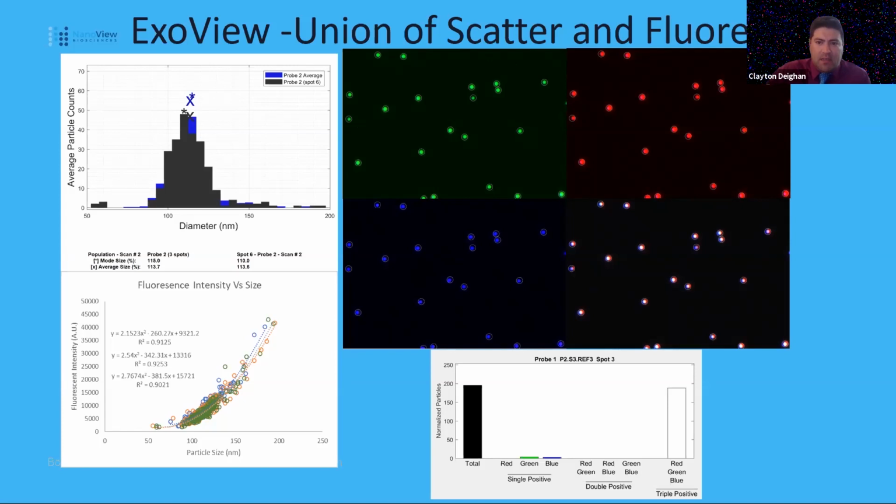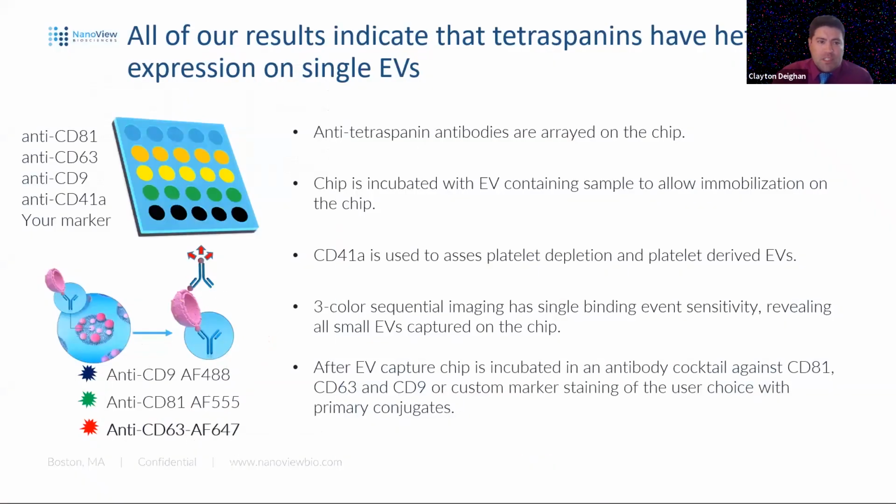So that being said, we'll move forward to something more interesting, and that's that all of our results indicate that tetraspanins have heterogeneous expression on EVs, at the single EV level. The chip itself you handle, what I've shown here is just to refresh you on, the capture side is anti-tetraspanins, and we will use the plasma chip. So we'll see plenty of anti-CD41A, and we're going to utilize that to draw some conclusions about the populations we're seeing. And then we can expand these to include more markers and to include controls.